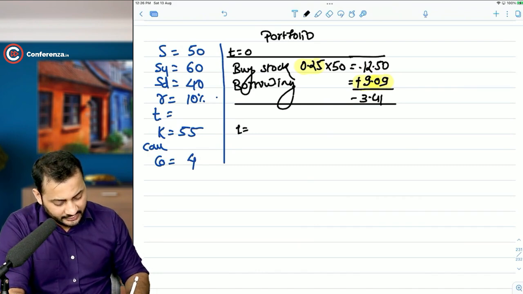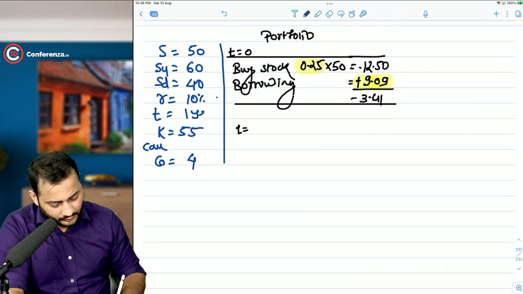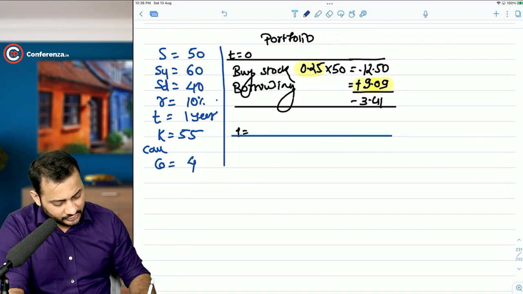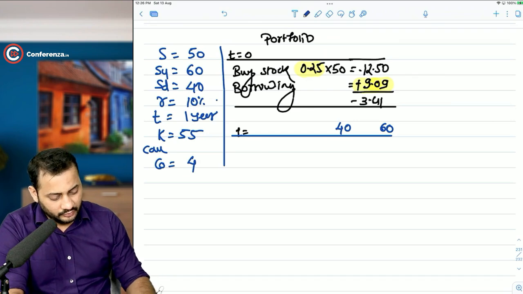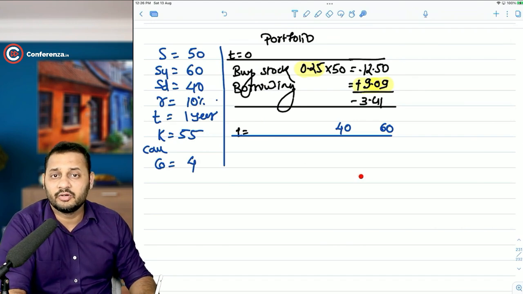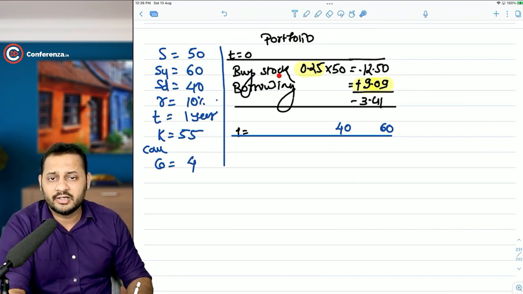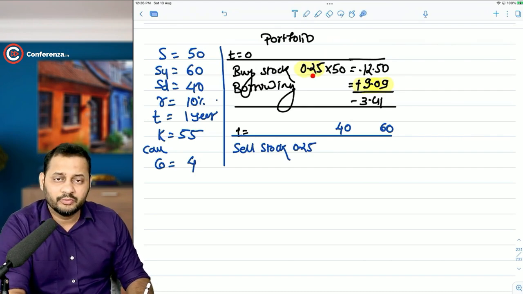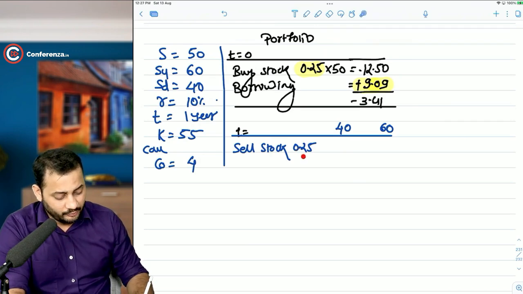Now let's say after 1 year, the stock can go to 40 or it can go to 60, up or down. Now we are going to settle all these situations. We are going to close the position and find out what is the profit or loss. So if we bought the stock at time 0, we will be selling the stock. We bought only 0.25 of the stock, so we are going to sell only 0.25 of it.